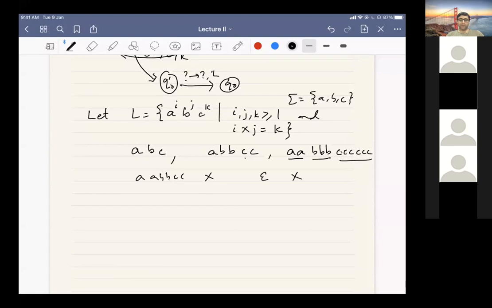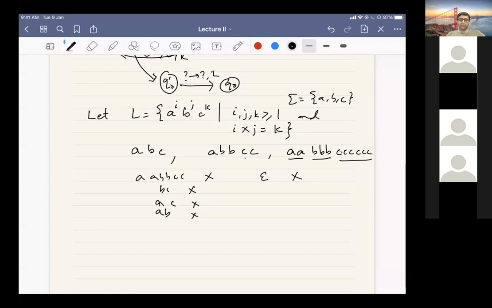Empty is not in the language. Why? Because all i, j, and k must be greater than or equal to one. There must be at least one A, one B, one C. It is impossible to have just BC, right? So BC is not in the language because there is no A. It is impossible to have AC, right? It is impossible to have AB, right? And any other string which is not in the order is also not in the language.